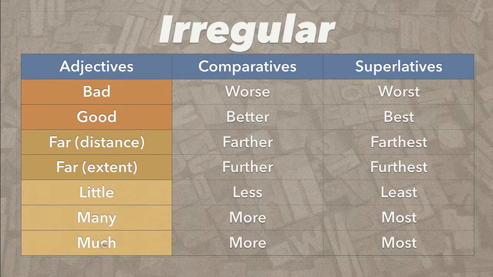And you have already seen these: little, many, much. Little is less or least. Many for countable is more or most. Much for non-countable is more or most as well. So try to remember the irregular forms of comparatives and superlatives.